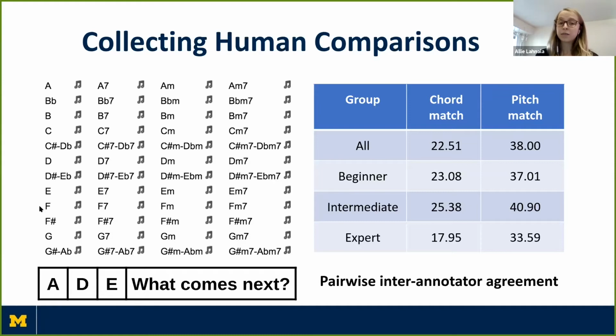We also computed these metrics on subsets of annotators grouped by expertise. Interestingly, for both metrics, intermediate musicians had the highest agreement and experts had the lowest. This is something to be further explored, perhaps in a larger study, but some reason for this is that we saw the expert group using a greater variety of chords, whereas the other groups relied mainly on major and minor chords.